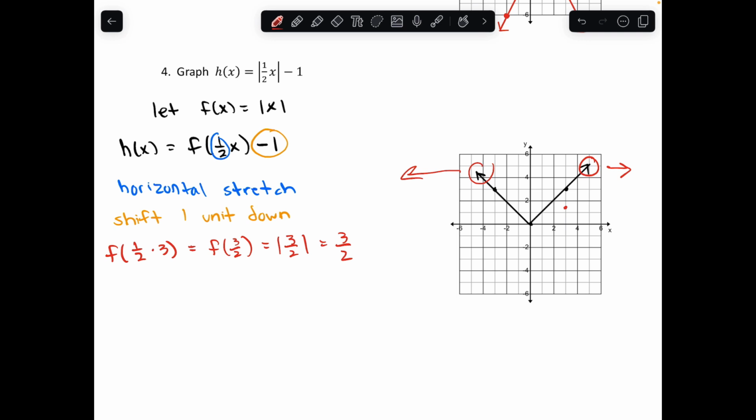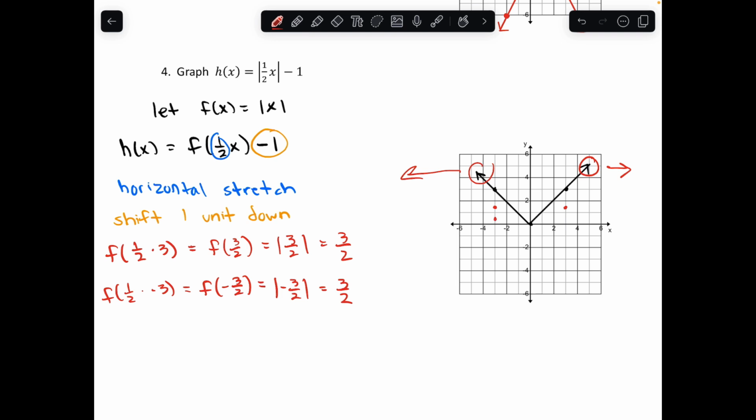Now we can do the same with negative 3. So f of 1/2 times negative 3 is going to be f of negative 3/2, which is the absolute value of negative 3/2. Since it's negative 3/2, it's going to become positive. And so we get a point way over here, halfway down. Now we're almost done, but we have one more rule to follow. We have to shift each of these points 1 unit down. So we can shift these red dots along with the origin 1 unit down, and then we'll be able to connect everything to finish our graph.